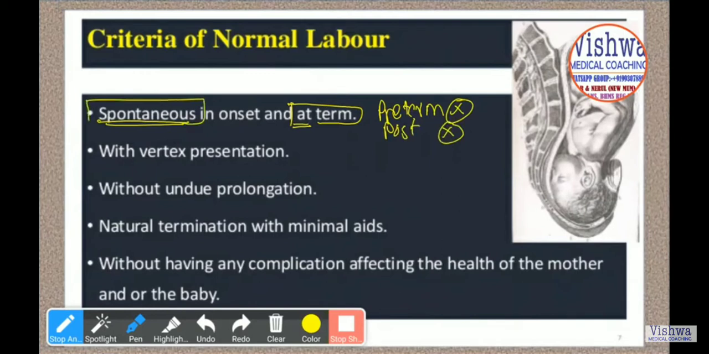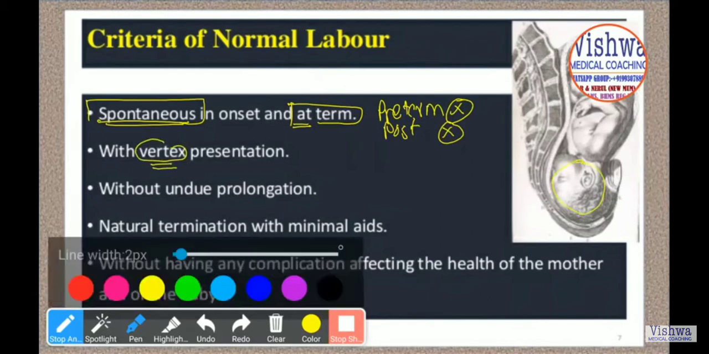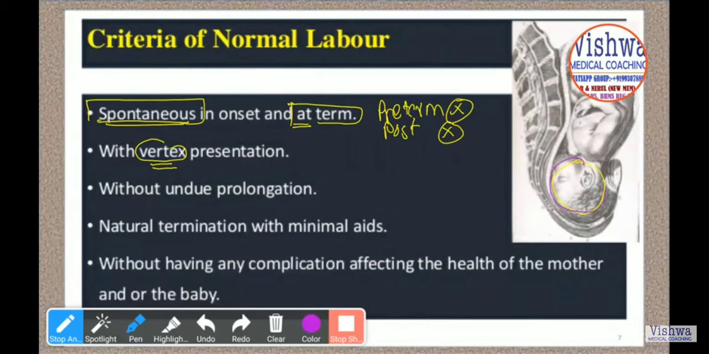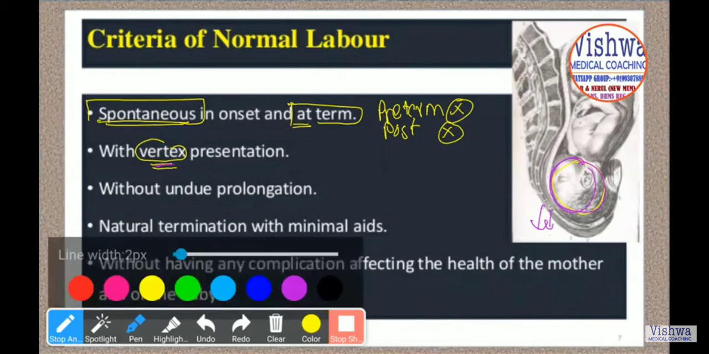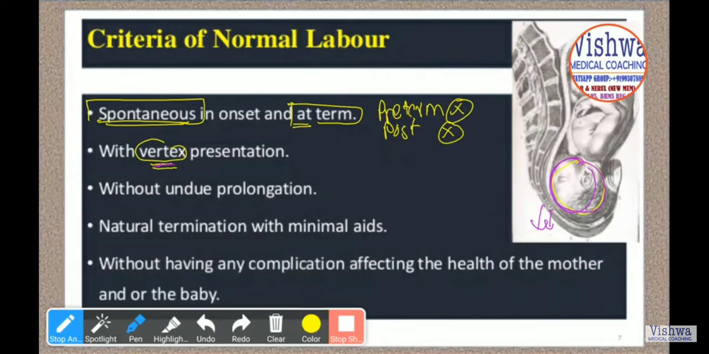Another criterion is that it should be a vertex presentation. That means the head of the baby should be down. As you see in the picture, the head of the baby should be low down. Remember, in the last lecture we studied the presentations and presenting part. So in this case, we have the vertex presentation, that is, the head should be down. If the head is up, commonly called a breech, I will not say breech is a normal labor. It's an abnormal labor. Breech stands for the buttocks being the presenting part.